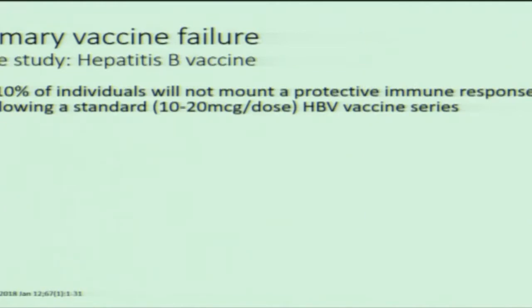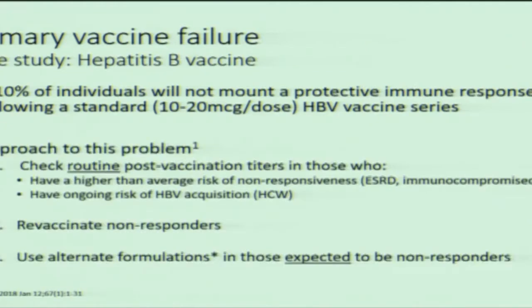And our standard approach to this is that for the vast majority of people, we don't actually check post-vaccination titers because it's not recommended. But in the groups in whom we are expecting a higher than average rate of non-responsiveness, for example, immunocompromised patients or patients on hemodialysis, it is recommended to check post-vaccination titers because of this phenomenon. We also recommend checking post-vaccination titers in people who have an ongoing risk of hepatitis B acquisition, so healthcare workers, for example.